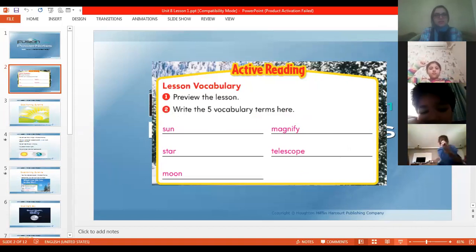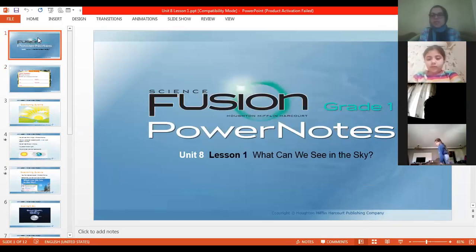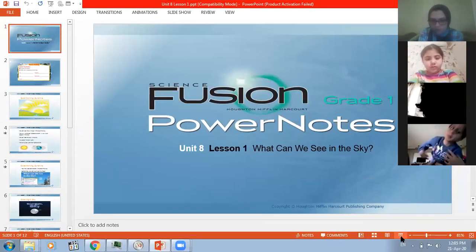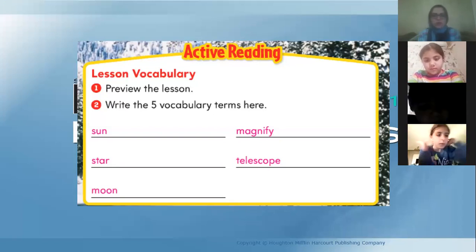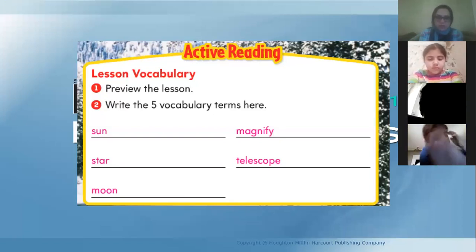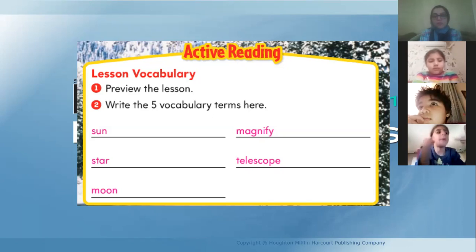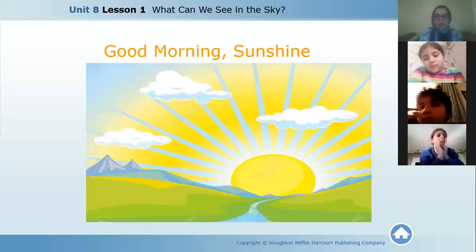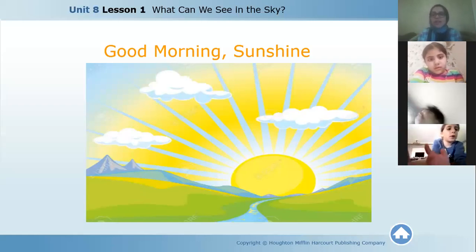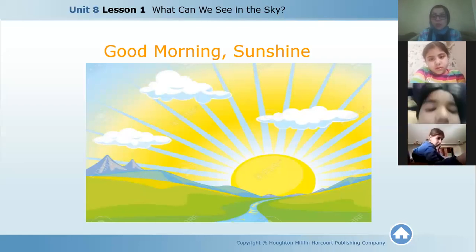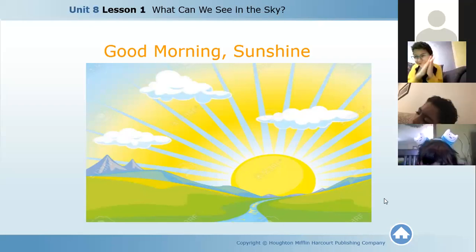Yes, this is Unit 8, Lesson 1. What can we see in the sky? I'm going to ask while I'm explaining, and if you know the answer, raise your hand to me. So, the vocab words for this lesson are sun, as we said, moon, star, magnify, and telescope. Observe this picture. It's saying good morning. Good morning, sunshine. So, what can we see in the sky in the morning? Observe this picture and tell me what you can see.